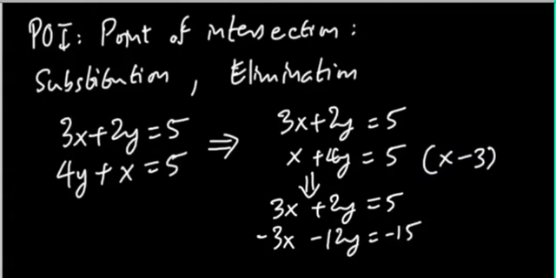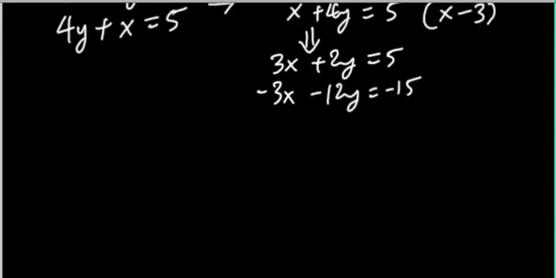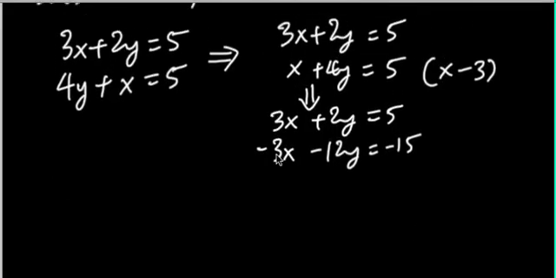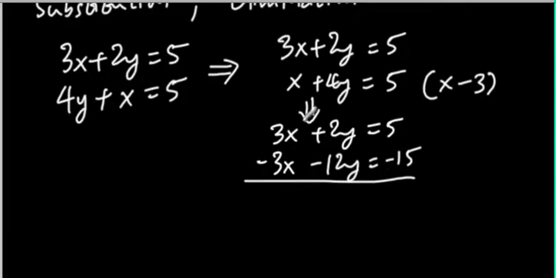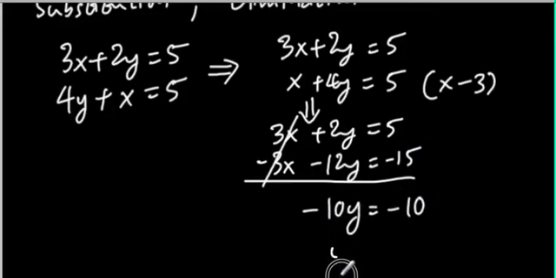Let's scroll down just a little bit so I have some room. What we notice is that we can cancel this out. What are we left with? 2y minus 12y, so basically we're just adding these together. This is going to be negative 10y. And then we have 5 plus negative 15, which is negative 10. If you divide by negative 10 on both sides, y is equal to 1.